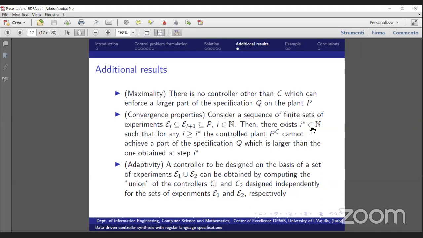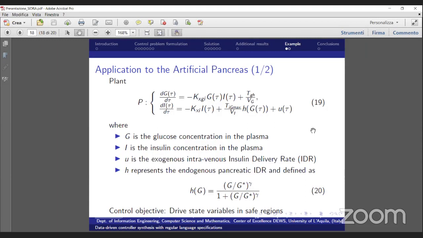We applied our results to a practical and very interesting application, that is the artificial pancreas. This model is taken from a paper by some colleagues of ours, Alessandro Borri, Pasquale Palumbo, Costanzo Manes. I don't remember if there are also other authors. Here you can see G is the glucose concentration, I is the insulin concentration. The control input is represented by this variable U, that is the exogenous intravenous insulin delivery rate. And then you have this H that is defined in equation 20.